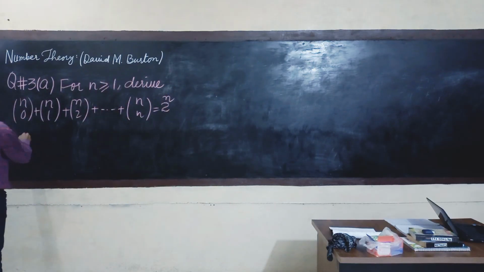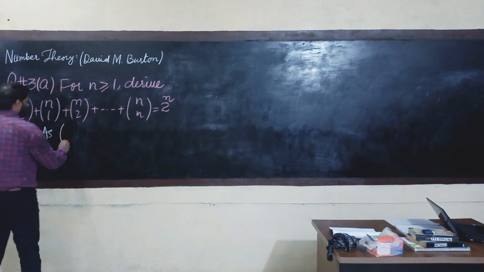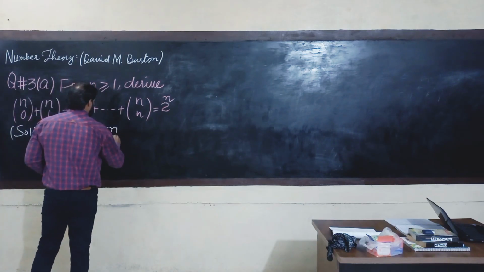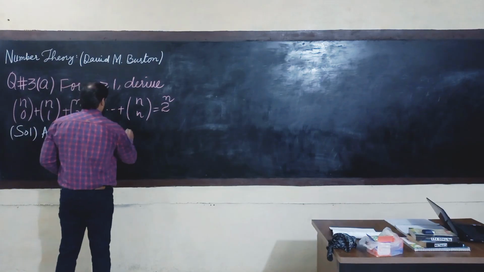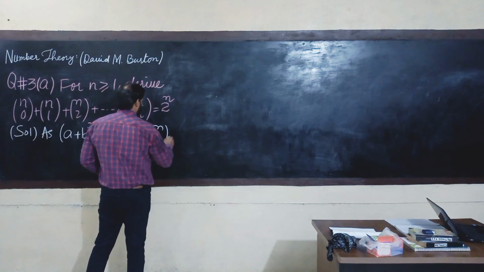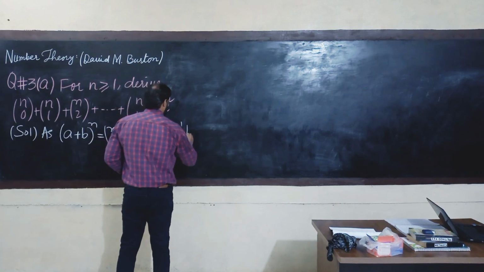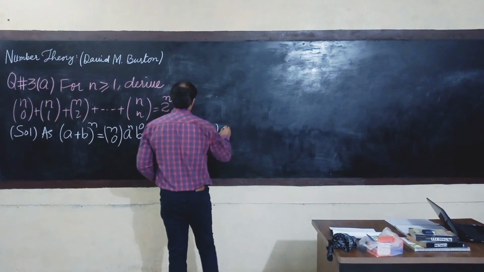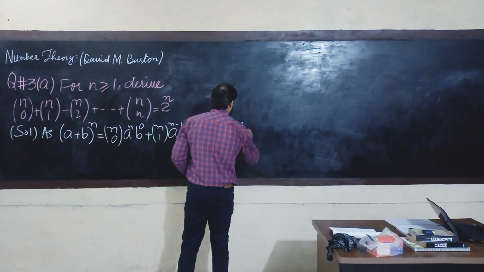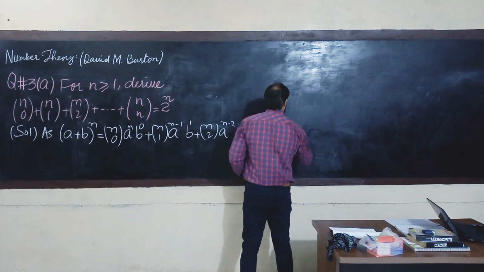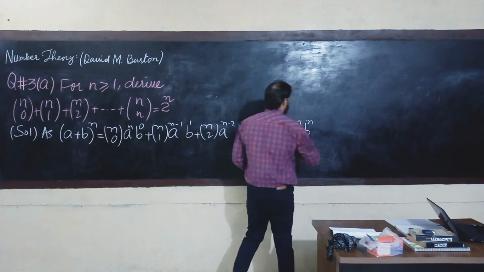As we know, the binomial theorem: (a plus b) whole power n is given by simply n combination 0, a raised to power n, b raised to power 0, plus n combination 1, a raised to power n minus 1, b raised to power 1, plus n combination 2, a raised to power n minus 2, b squared, and so on up to n combination n, a raised to power 0, b raised to power n.